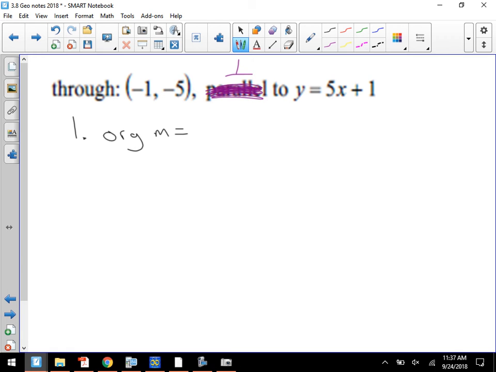What was your original slope? 5. Okay. Stay away from decimals. Use fractions. Use fractions. We can change them to fractions. Is this a parallel or a perpendicular problem? Perpendicular. What's perpendicular to a slope of 5? Good. Negative 1/5, guys.